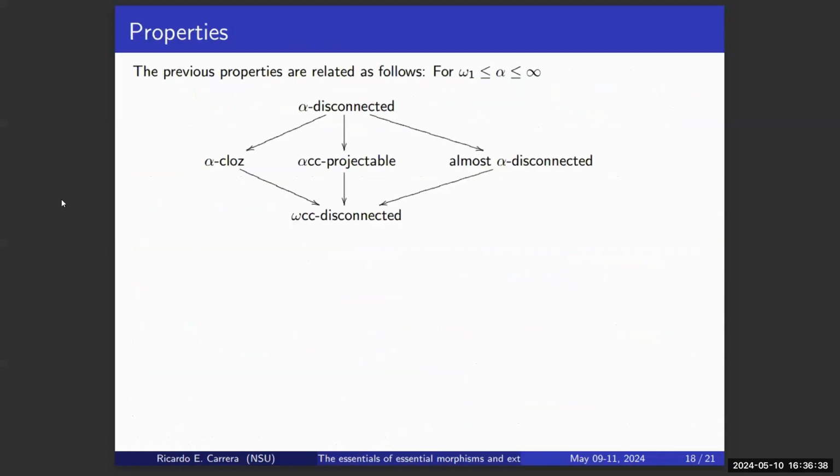Keeping that in mind, there's a connection between all of these concepts. And so for alpha greater than or equal to omega 1, you're going to have alpha disconnectivity implies alpha CC projectability. Alpha disconnectivity implies alpha clause. Alpha disconnected implies almost alpha disconnected. And every single one implies omega CC disconnected.